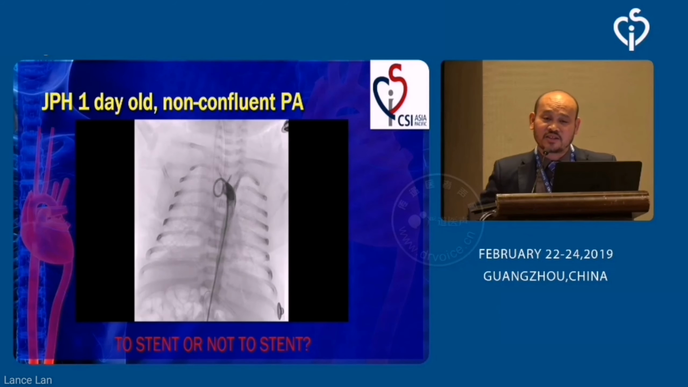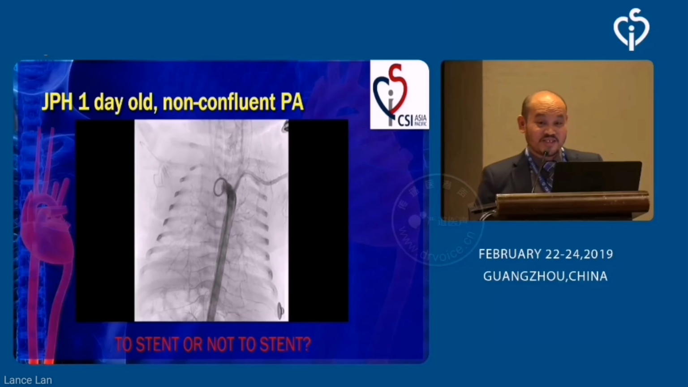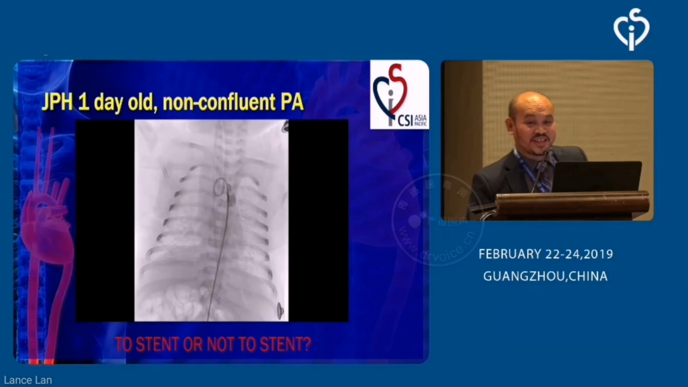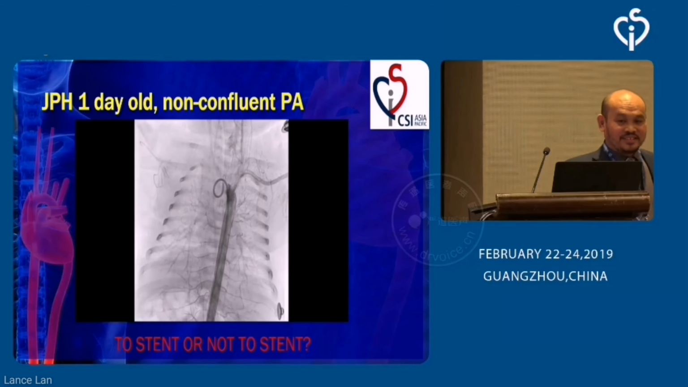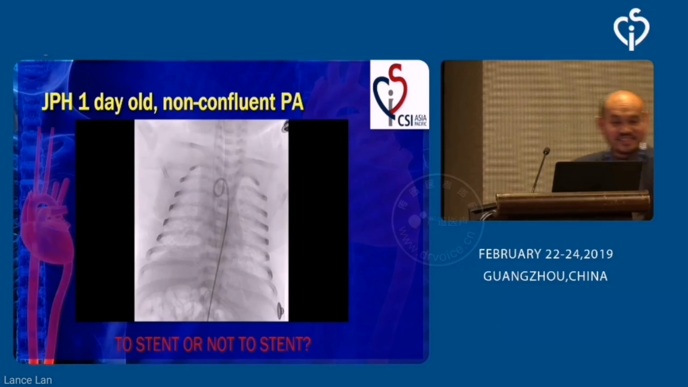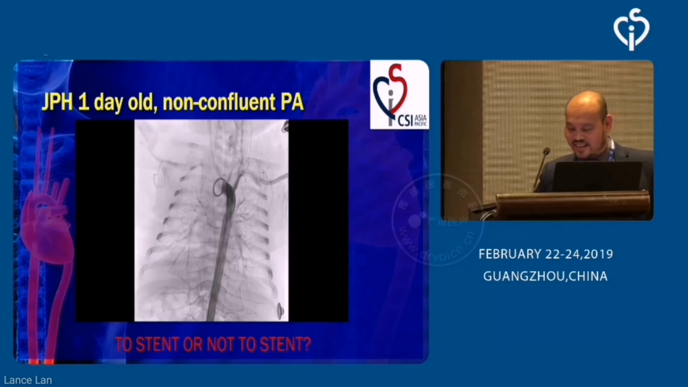Just send this patient to Dr. Morgan. What do you think, Dr. Alwi? With this anatomy? Yeah, I would stent it because you need two pulmonary arteries otherwise. I think that's all.